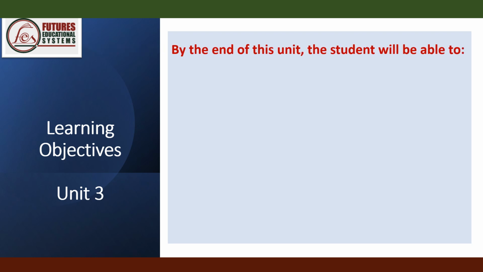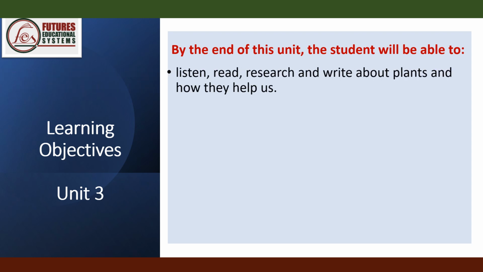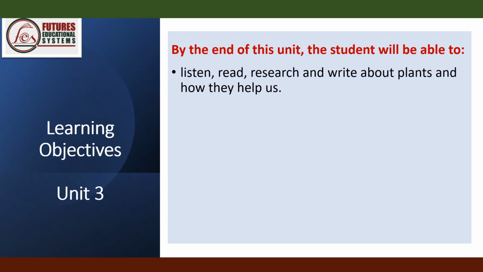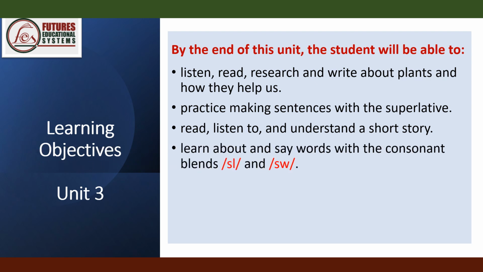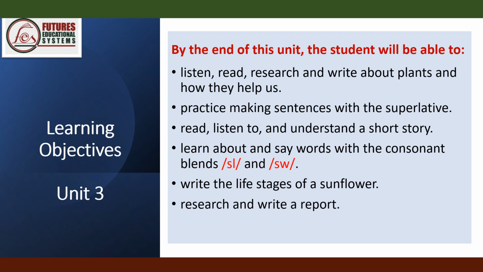By the end of this unit, you will be able to listen, read, research, and write about plants and how they help us. Practice making sentences with the superlative case. Read, listen to, and understand a short story. Learn about and say words with consonant blends SL and SW. Write the life stages of a sunflower. Research and write a report.